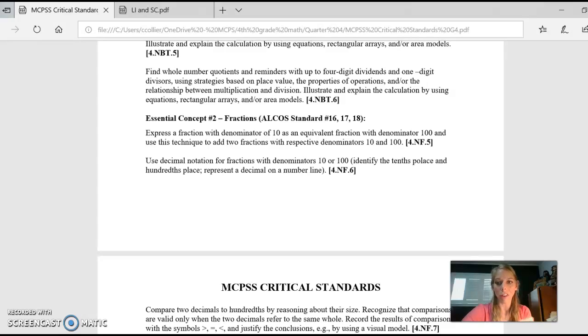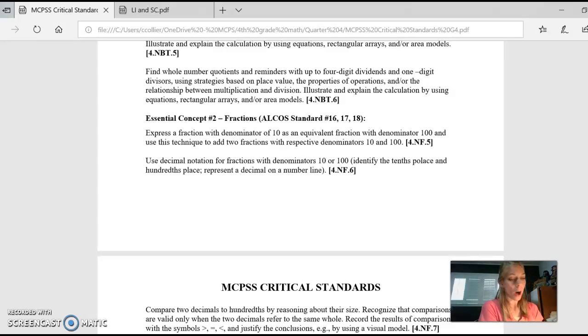Also, we're going to work on this week that second one, the second standard NF6, use decimal notation for fractions with denominators 10 or 100. So identify the tenths place and hundredths place and represent a decimal on a number line. So again, in English, that is, we're going to take fractions and we're going to write them as decimals, and we're going to represent those decimals on a number line.